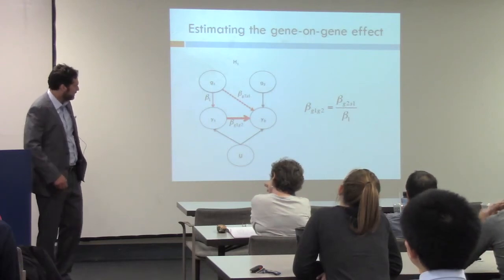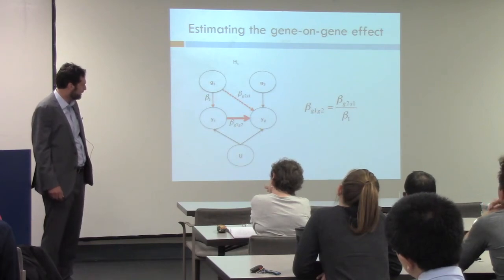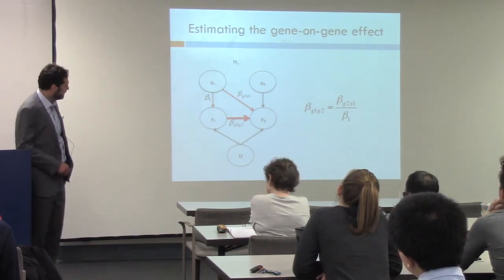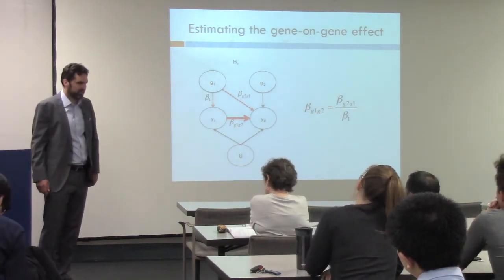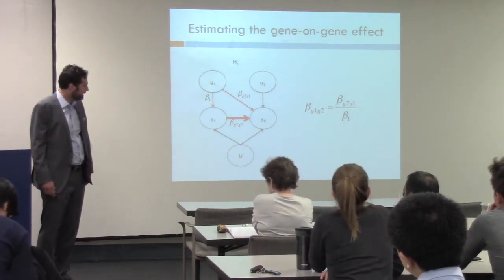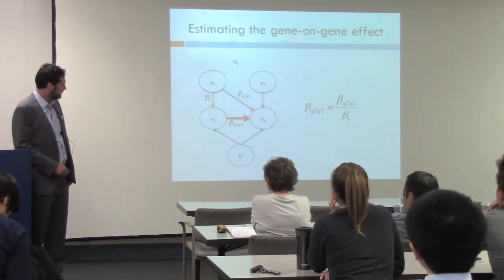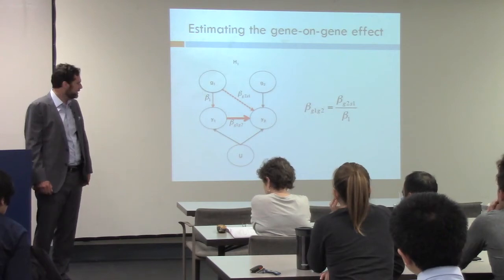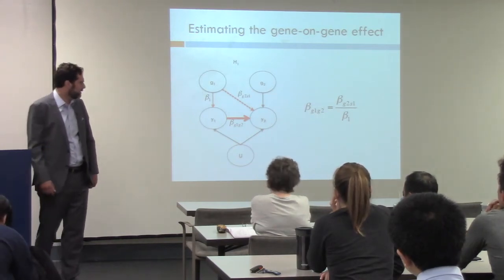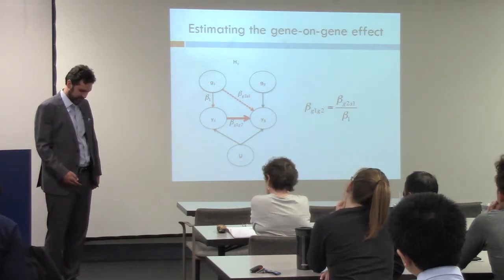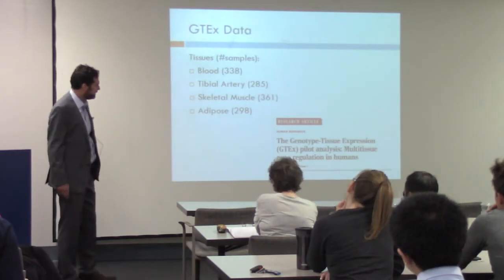When we take the ratio of those numbers, beta G2S1 divided by beta 1, that's actually going to equal an estimate for the effect of Y1 on Y2. Once we have that estimate, we can use a permutation analysis which breaks this value here, and by doing that, we can establish a p-value for how significant that gene-on-gene effect is.